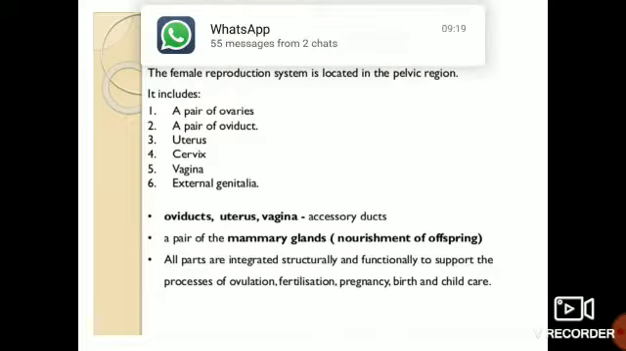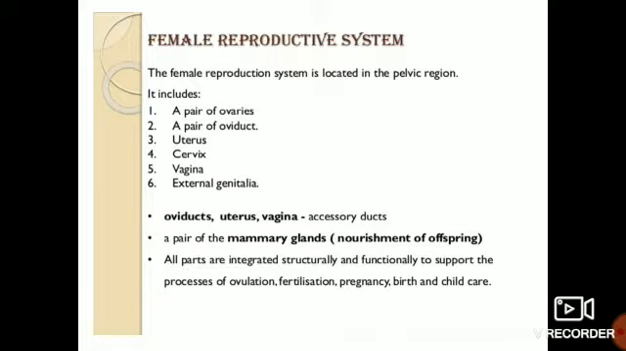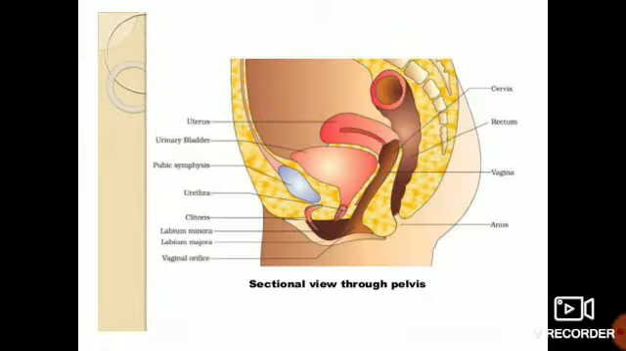So, in these PowerPoint presentation slides, we are going to understand in detail about these 6 parts. Oviducts, uterus, vagina are the accessory ducts. A pair of mammary glands, that is for nourishing the offspring or young ones. All parts are integrated structurally and functionally to support the process of ovulation, fertilization, pregnancy, birth, and childcare.